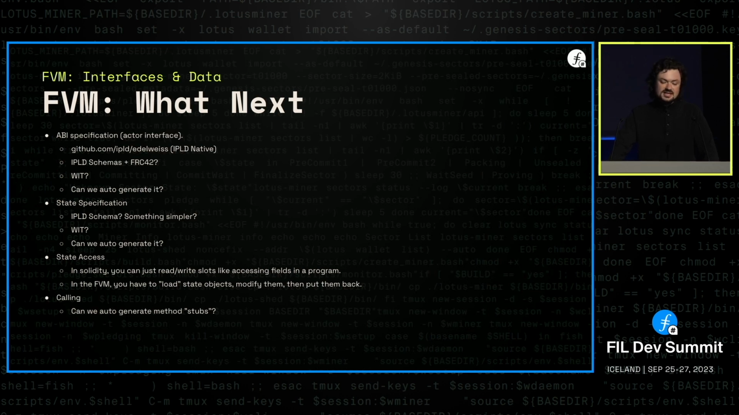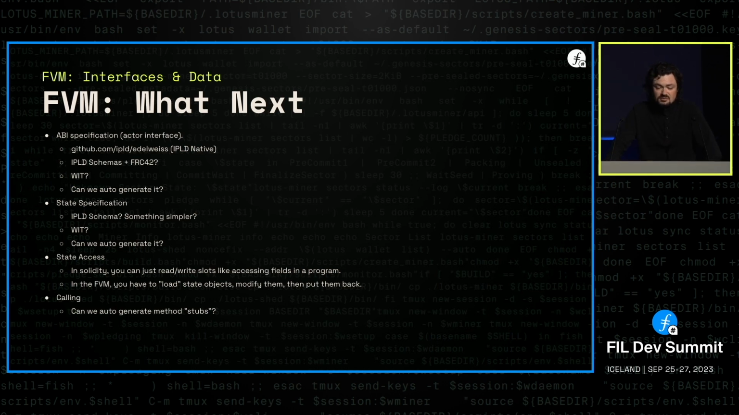The next idea is to take something like IPLD schemas, which are still our own thing, but at least a little more mature and used in a few places, and then just throw in FRC42, because we can effectively have very basic method signatures where we just map FRC42 dispatch numbers to an input and an output described with IPLD schemas.